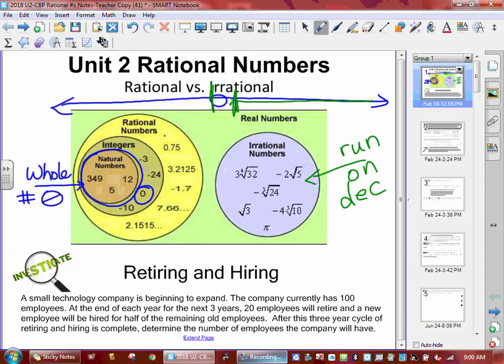Okay? So what's this little symbol down here? That's pi. It's an irrational number. We also know of another number, Euler, the letter E. That's another irrational number. Okay? So irrational numbers are the ones that run on forever. Those are the non-perfect square roots.